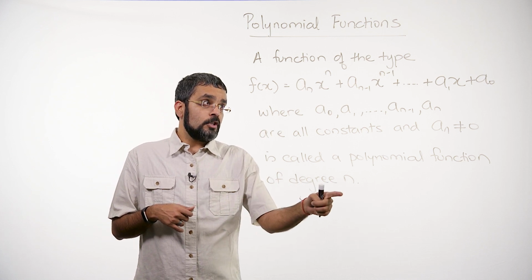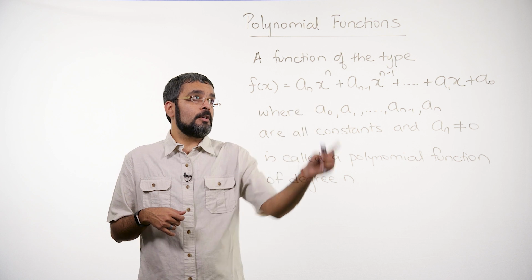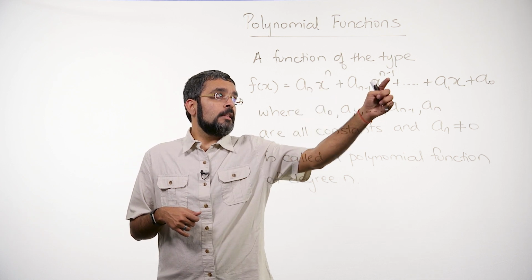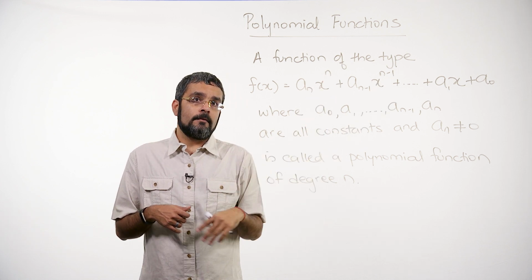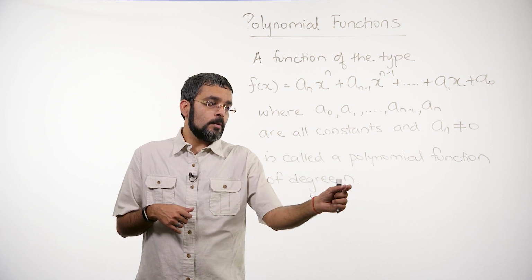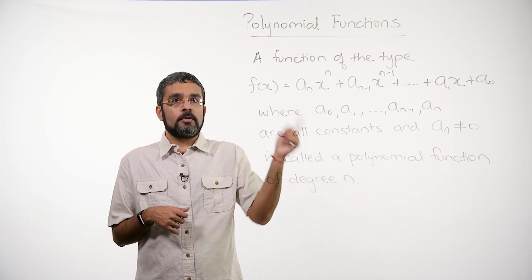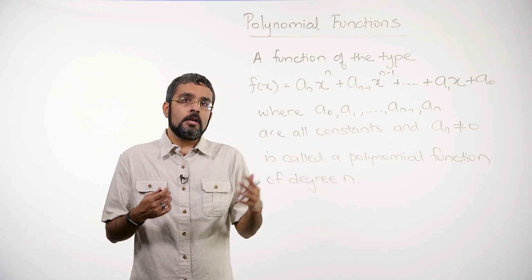If n was equal to 2, this would actually become a quadratic function because this would be x squared, this would become x, and then I would have a constant term, right? So if n was 2, that would be a quadratic function. If n was 3, it would be a cubic function, so on and so forth.